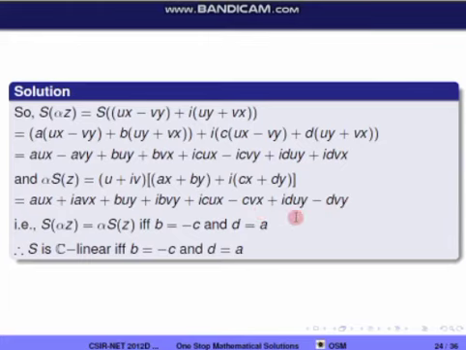So when we substitute b is equal to minus c and d is equal to a, then only S of alpha z is equal to alpha S of z. That is, S of alpha z is equal to alpha S of z if and only if b is equal to minus c and d is equal to a. That is, S is C linear if and only if b is equal to minus c and d is equal to a. So now we'll check the correct options.